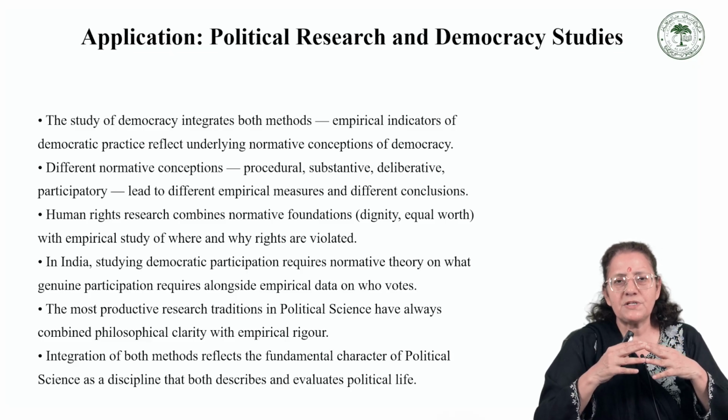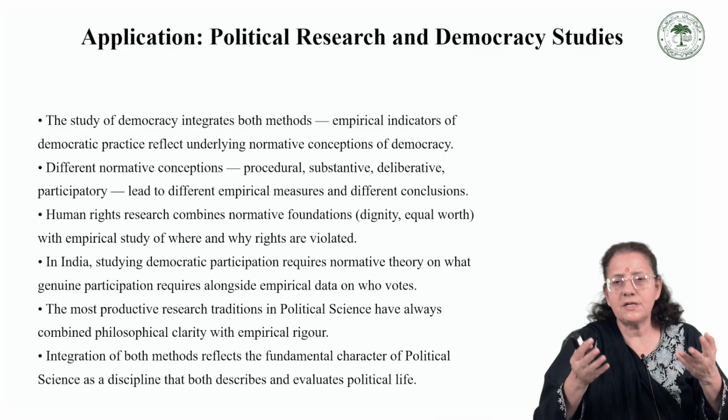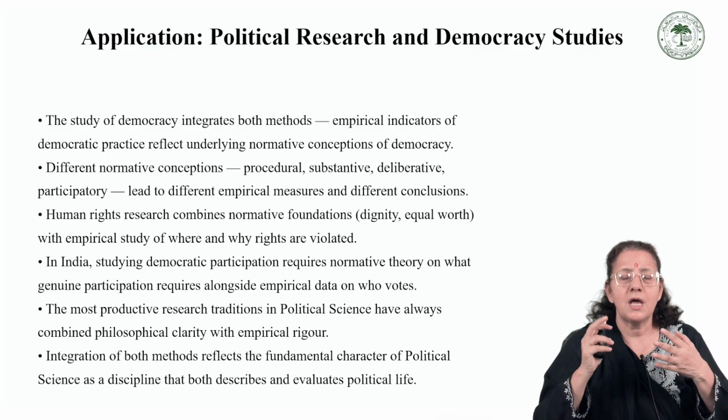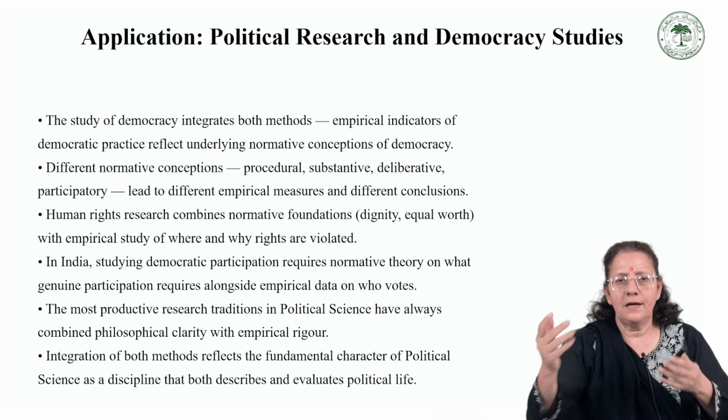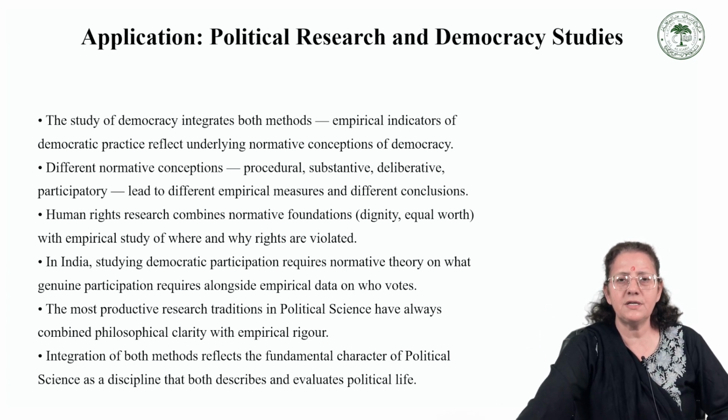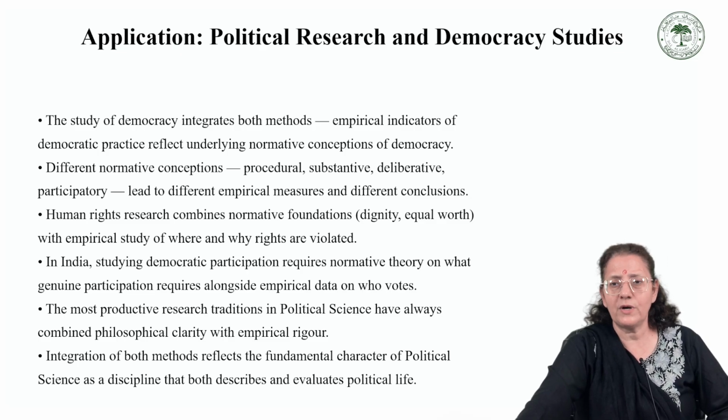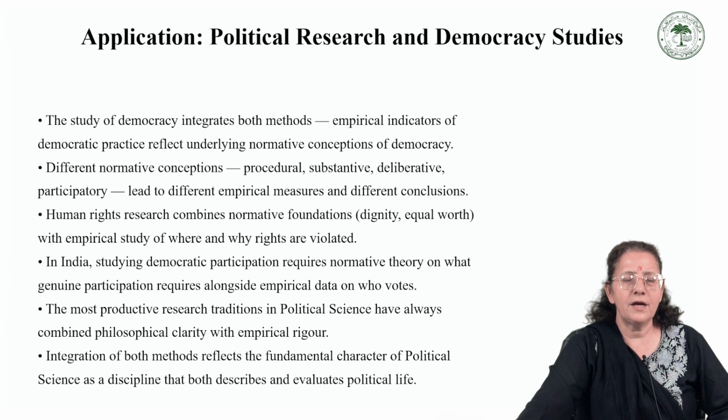The study of democracy is a particularly clear example. Empirical research studies democracy by measuring democratic institutions and practices across countries and over time using indicators like electoral competitiveness, civil liberties, government accountability, and rule of law. But the choice of which indicator to measure reflects normative commitments about what democracy fundamentally is and requires. Different normative concepts of democracy, procedural, substantive, deliberative, participatory, lead to different empirical indicators and different conclusions about which countries are or are not democratic.